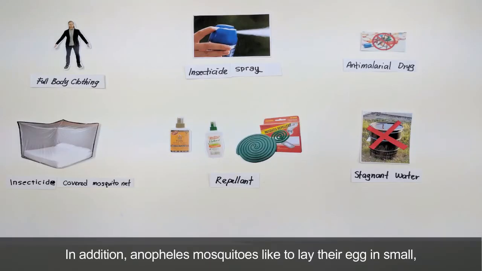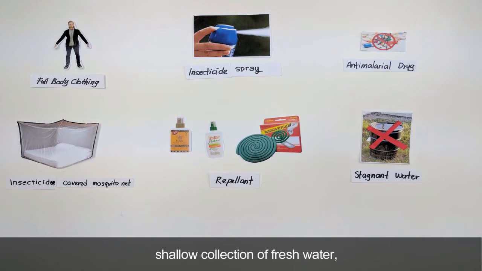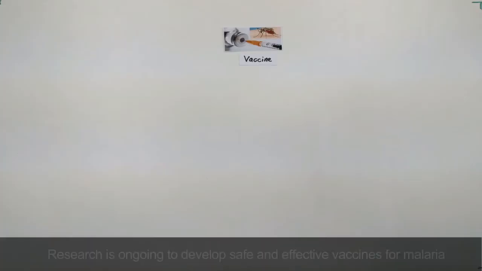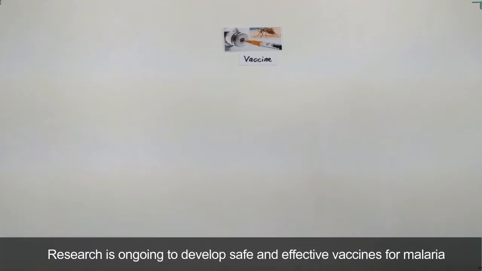In addition, Anopheles mosquitoes like to lay their eggs in small, shallow collections of fresh water. Hence, in order to control the mosquito population, it's important to empty containers with water and any other stagnant collection of water. Research is ongoing to develop a safe and effective vaccine for malaria.